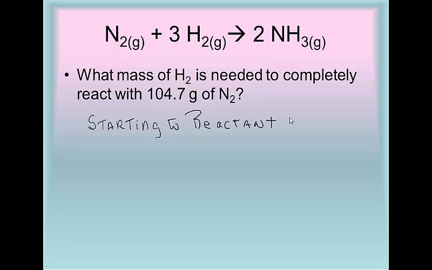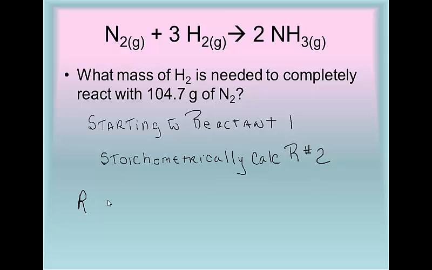Left to right, we are starting with a quantity from reactant number 1, and we are going to stoichiometrically calculate reactant number 2. Now, the reason I'm emphasizing this is for the pure fact that, again, since we are going reactant to reactant, this is also not a limiting excess problem.